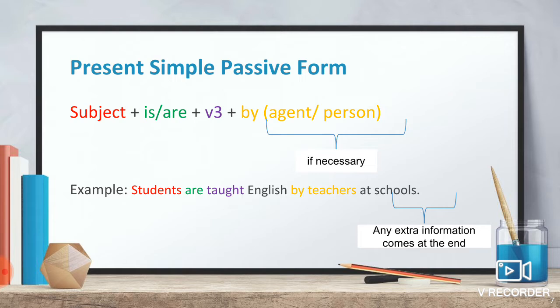Okay, so let's look at the example that we have here. Students are taught English by teachers at schools. Okay, so here we have the students are the subject. We have are, which is a form of be. We have taught, which is the verb 3. By teachers is the person, or in the grammar form, we would call it the agent, the person doing the action, which is the teachers. Okay, and at school is actually any information. So whenever you see prepositional phrases, just put them towards the end of the sentences.